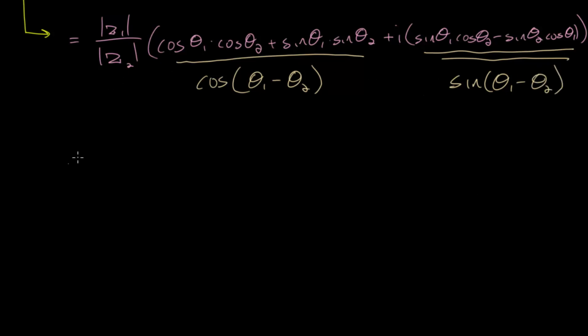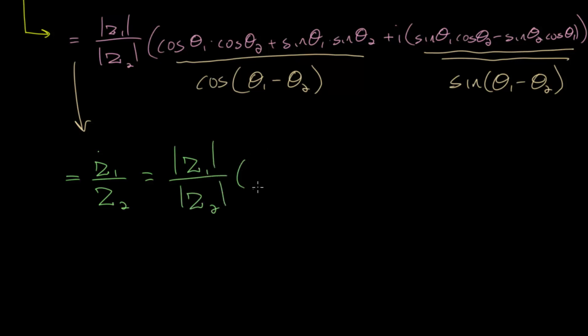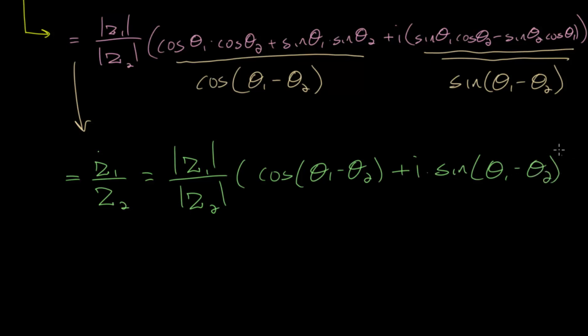And if we substitute everything in, we now have that this quotient, the complex number z1 divided by the complex number z2, is the quotient of the magnitudes of these complex numbers multiplied by the cosine of theta 1 minus theta 2 plus i times the sine of theta 1 minus theta 2.